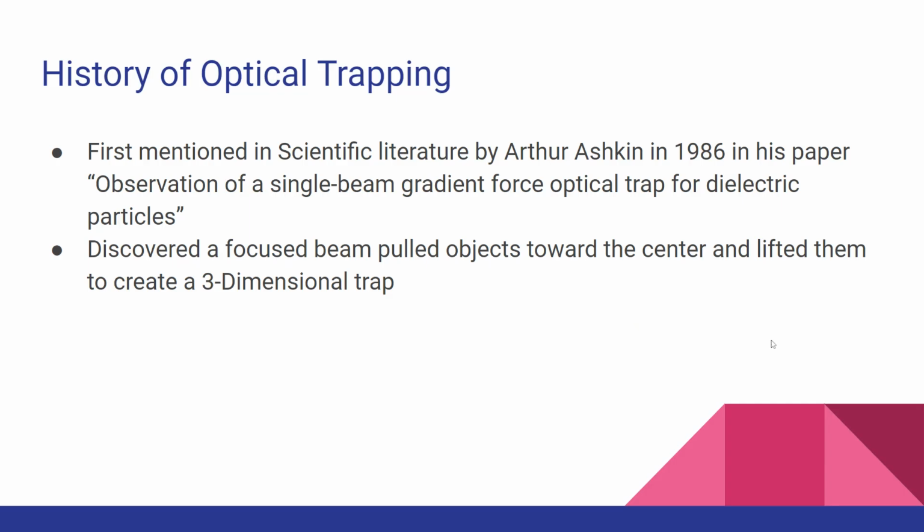The history of optical trapping. The first mentioned scientific literature was by Arthur Ashkin in 1986 in his paper titled Observation of a Single Beam Gradient Force Optical Trap for Dielectric Particles. In this paper, he detailed how he discovered when a focused beam was pointed towards small particles, it was able to pull them inwards toward the center of the beam and then upwards to create a three-dimensional trap so that the particles could be held in one place or moved at will.